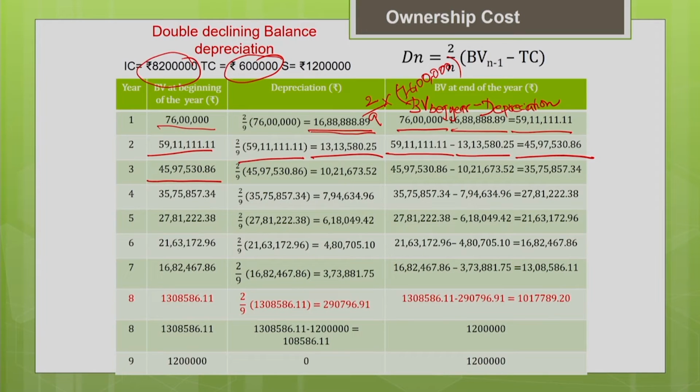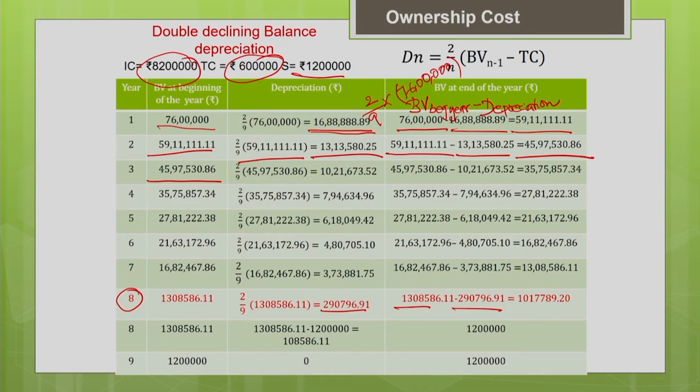One important thing you have to note here, as I told you, is that there are more chances that your estimated book value can go below the salvage value. So, for example, for the 8th year, I have estimated the depreciation. Now, when I estimate the book value at the end of the year, you can see it is 10 lakh 17,789. Your salvage value is 12 lakh. So, it has gone below the salvage value. So, this is not accepted.